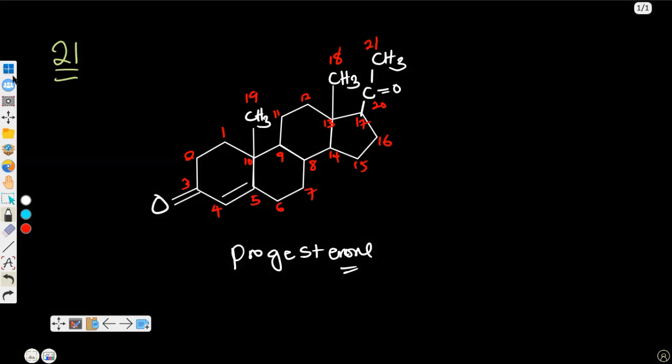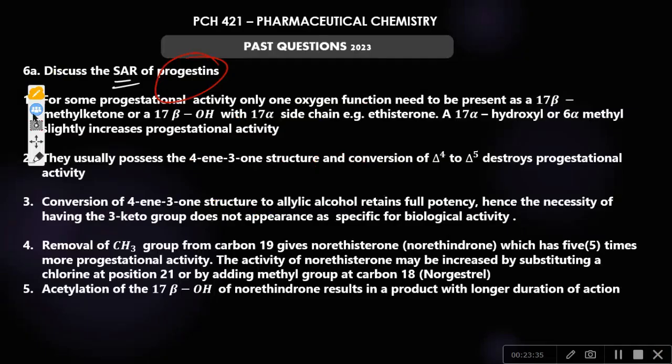Now, talking about the structural activity relationship, there is an important thing. For some progestational activity, only one oxygen function needs to be present as a 17 beta methyl ketone or a 17 OH with a 17 alpha side chain, e.g. ethisterone. Now, what do we mean by this statement?